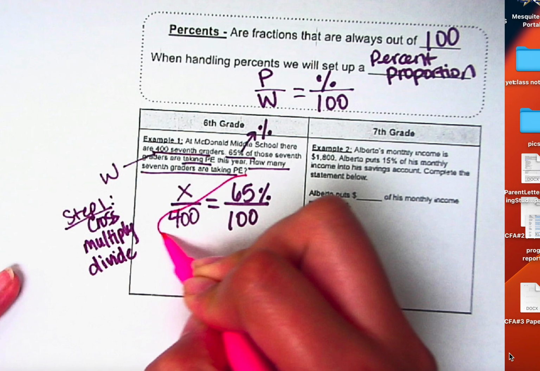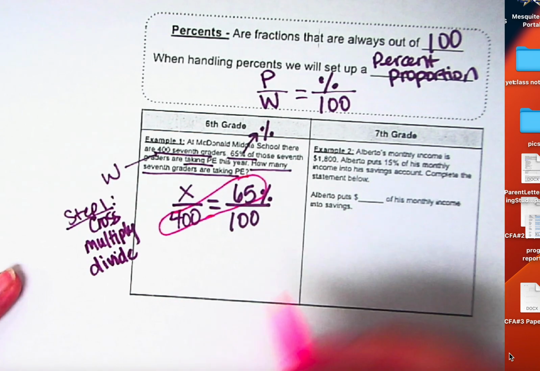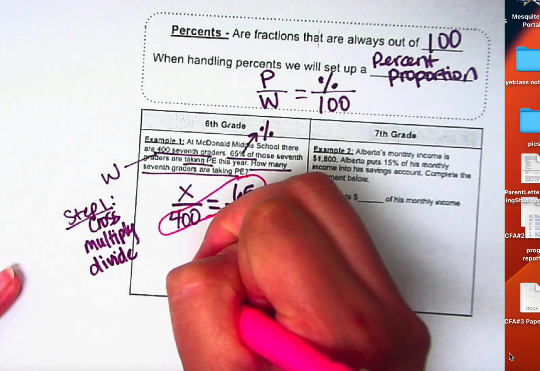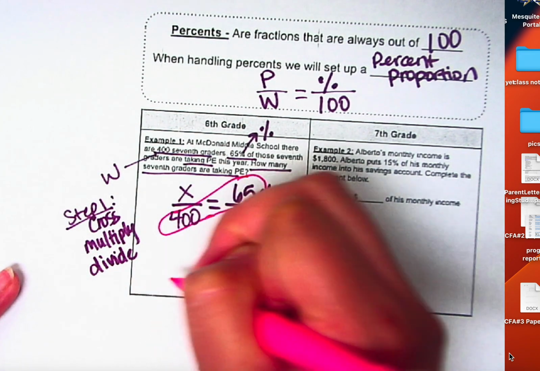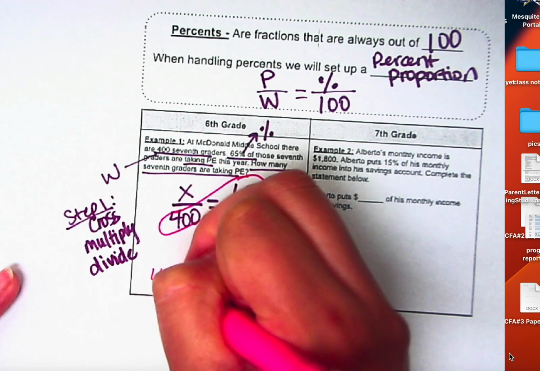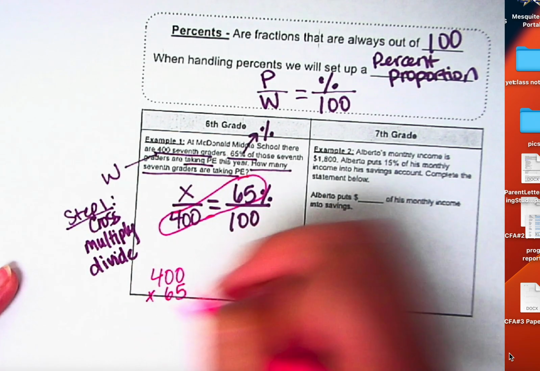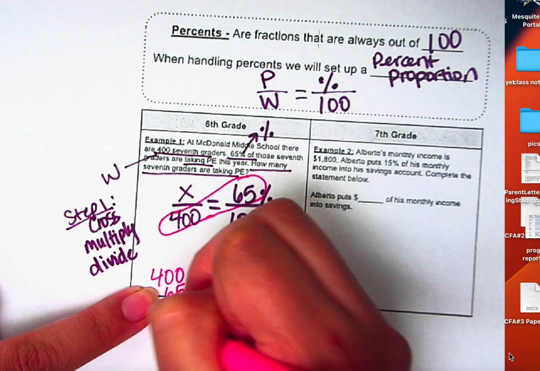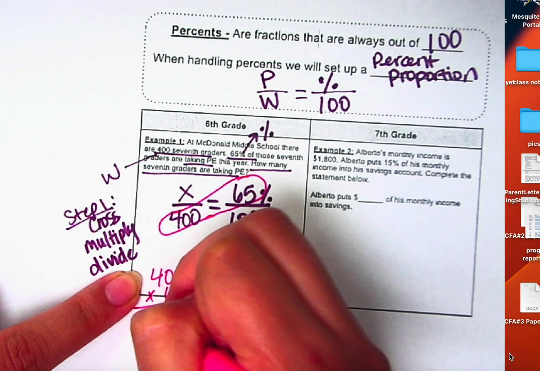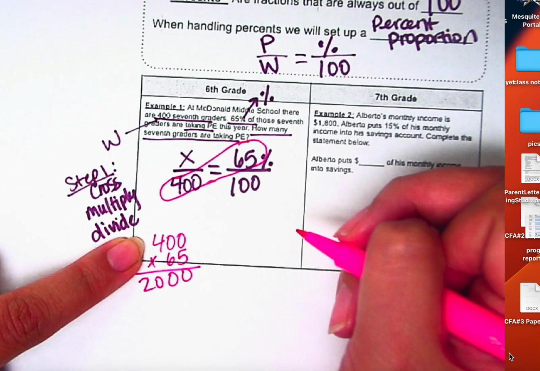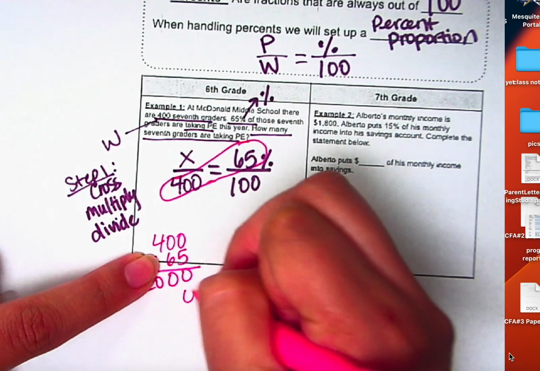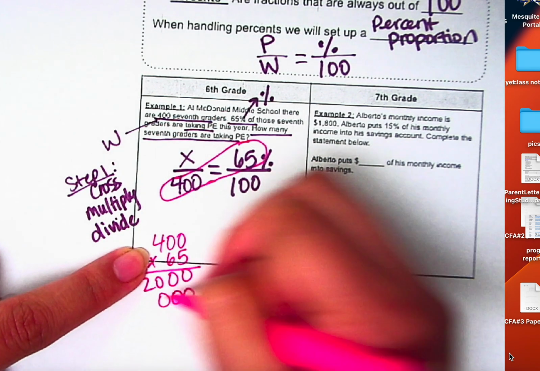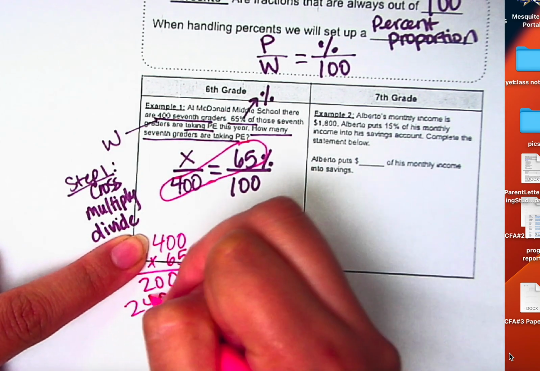We're going to multiply the two numbers across. So we're multiplying 65 times 400. So let's go ahead and write it out. 400 times 65. 5 times 0 is 0. 5 times 0 again is 0. 5 times 4 is 20. Okay. Using my second digit, I need a placeholder. 6 times 0 is 0. 6 times 0 is 0. 6 times 4 is 24.